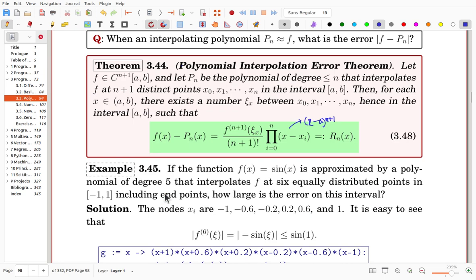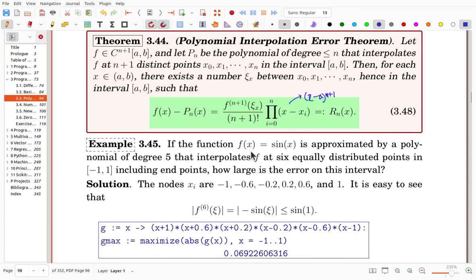Let's see the example. The function f of x is sine x. Now, we'll approximate it by using a degree 5 polynomial and equally distributed points, so there must be 6 points starting from minus 1. So the xi are minus 1, minus 0.6, and so on. Each subinterval length is 0.4 because the whole length is 2.